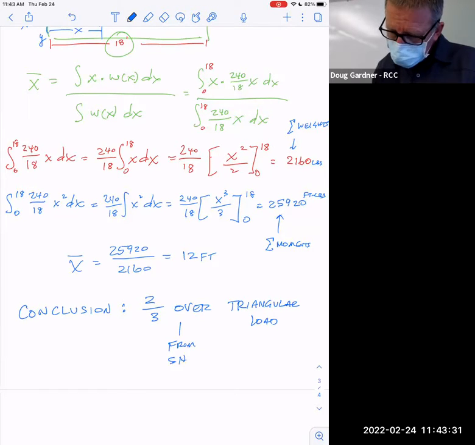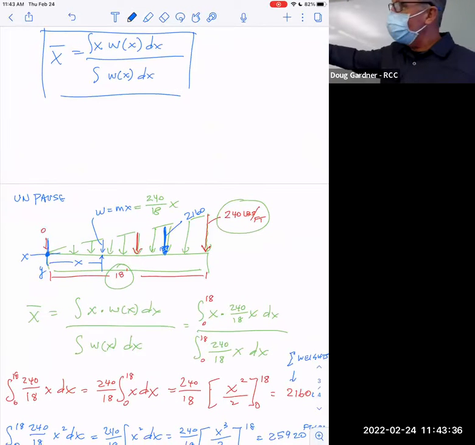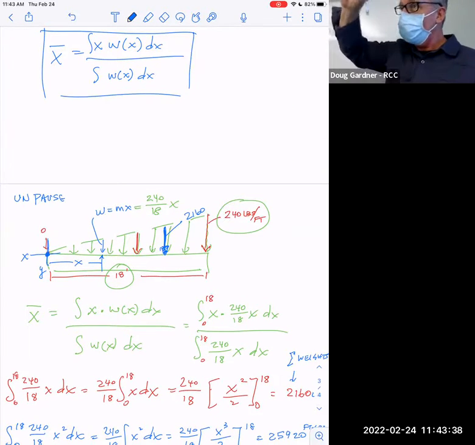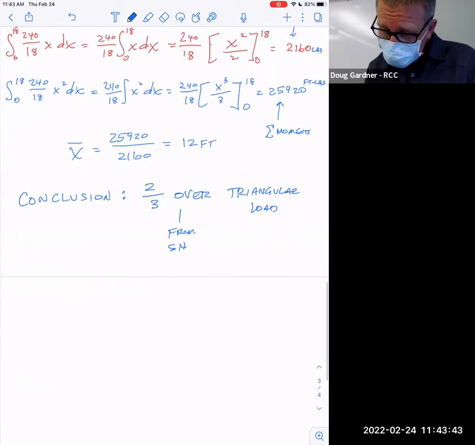Are we going from left to right? Well, you can't say left to right. We started left to right in this picture, but what if the triangular load had the tall side on the other side? You see what I mean? So I can't say left and right. I've got to say from the short side.